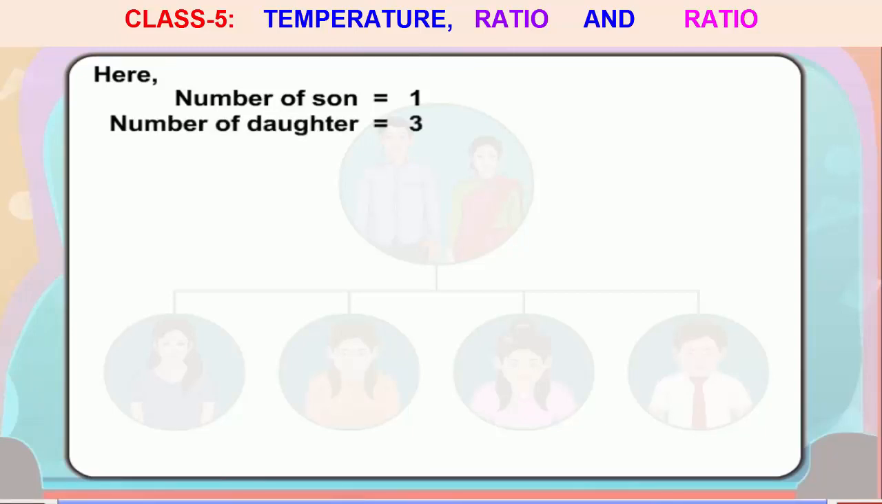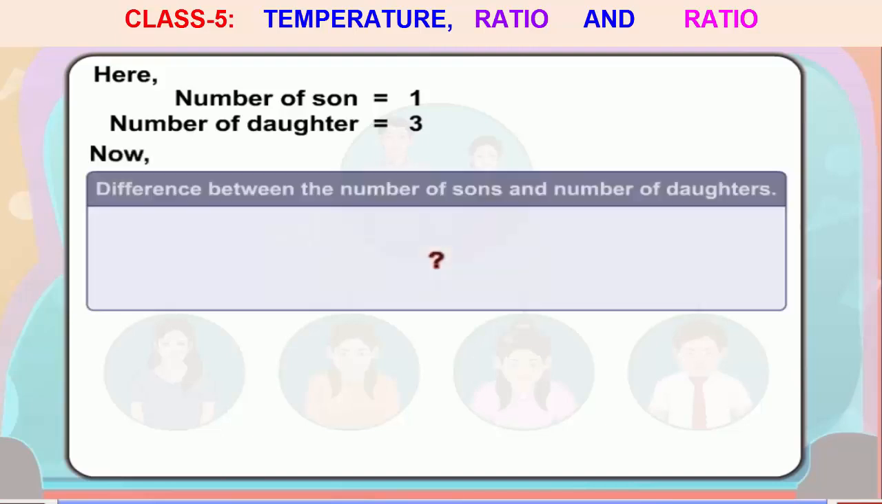And the number of daughters is 3. Now let us find the difference between the number of sons and the number of daughters here. Here, the number of sons is 1 and the number of daughters is 3. So, when we find the difference between the number of daughters and the number of sons, we get 2. So, when we compare, we say that the number of daughters is more than the number of sons by 2.